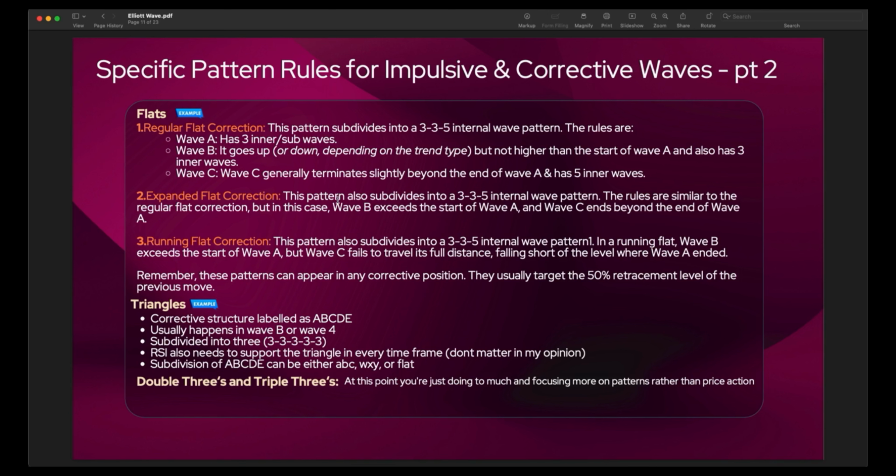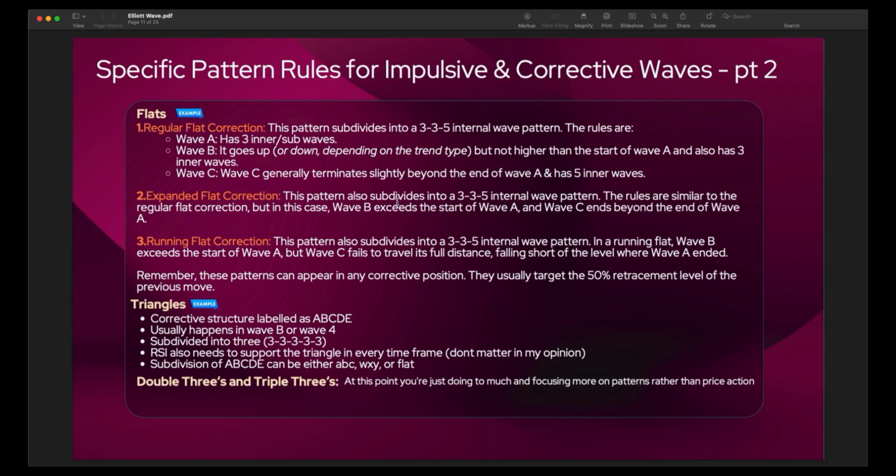Expanded flat correction. This pattern also subdivides into a 3-3-5 interval wave pattern. The rules are similar to the regular flat correction, but in this case, wave B exceeds the start of wave A, and wave C ends beyond the end of wave A. Running flat correction. This pattern also subdivides into a 3-3-5 interval wave pattern. In a running flat, wave B exceeds the start of wave A, but wave C fails to travel its full distance, falling short of the level where wave A ended.